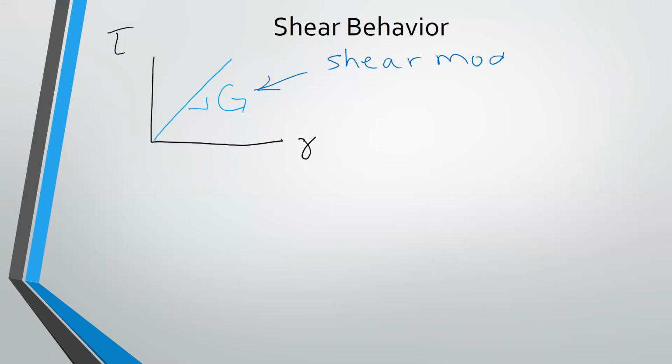Typically, when we talk about shear behavior, we're usually only talking about the elastic portion of the response. And so we might say that the elastic response is linear. And so that would mean that we have a curve like this, and there's some linear slope. But now, instead of labeling that E, we're going to give it the variable G. So G is our shear modulus, also referred to as our modulus of rigidity.